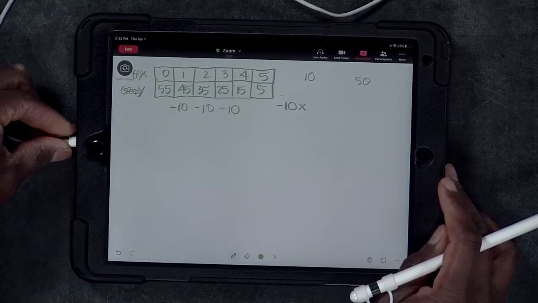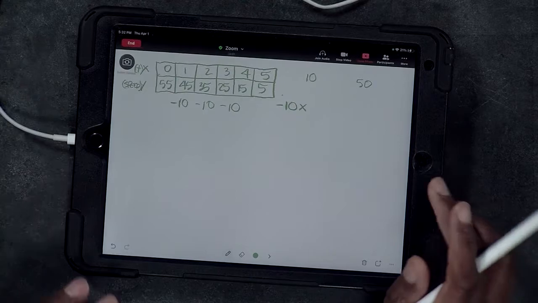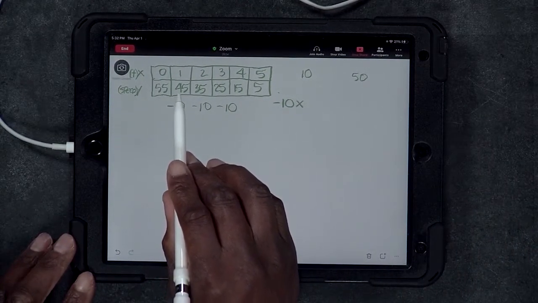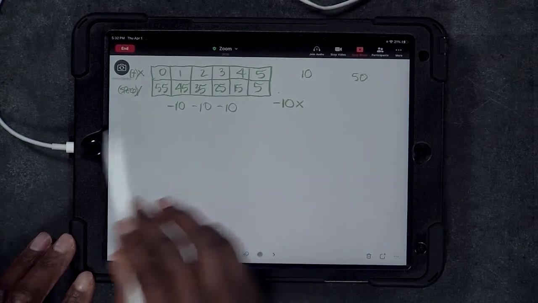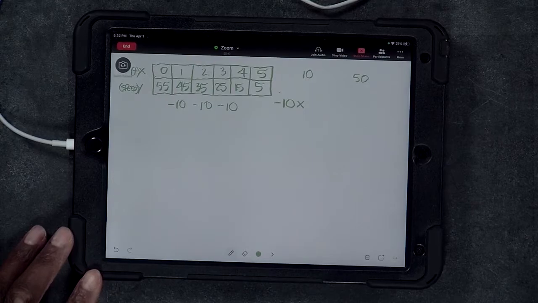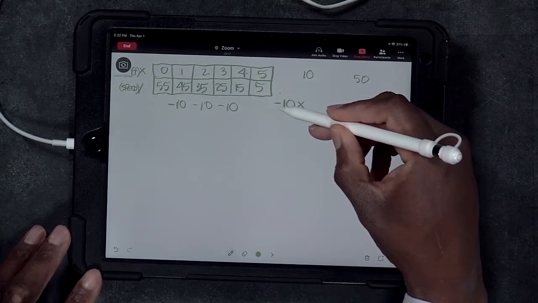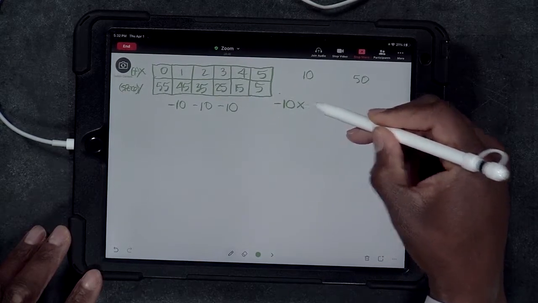All right? So let's work with this. Again, we're subtracting 10 to go from here to here. We're subtracting 10 to go from here to here. Subtracting 10 over and over again. That's repetitive subtraction. The way you write that is negative 10, that which is being repeated, times x.